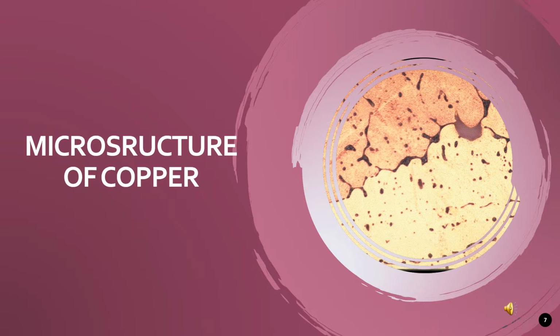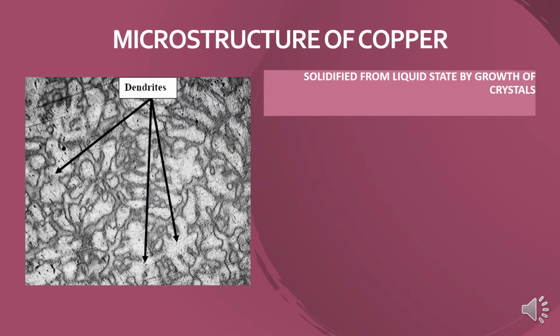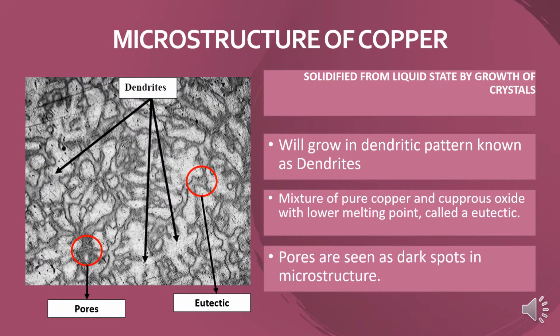So now, let us have a look at the microstructure of copper. First, the microstructure of copper is usually solidified from liquid state by the growth of crystals. Then, the crystals will grow in a dendritic pattern known as dendrites, and the mixture of pure copper and cuprous oxide at low melting point is called eutectic. So there are pores inside this microstructure. They are usually seen as dark spots.